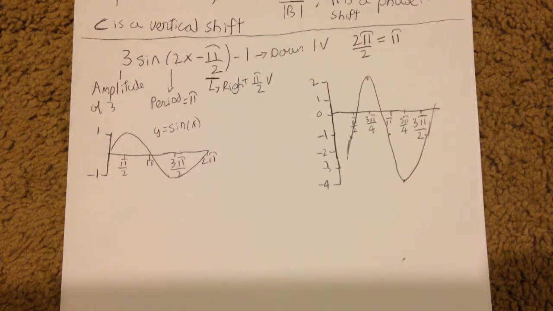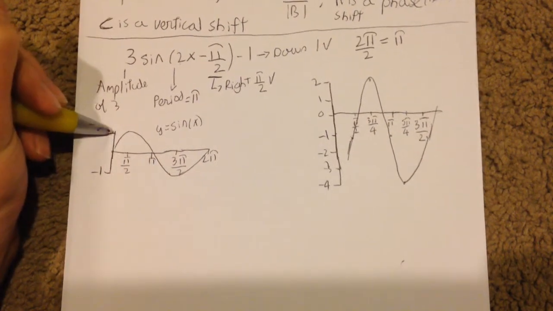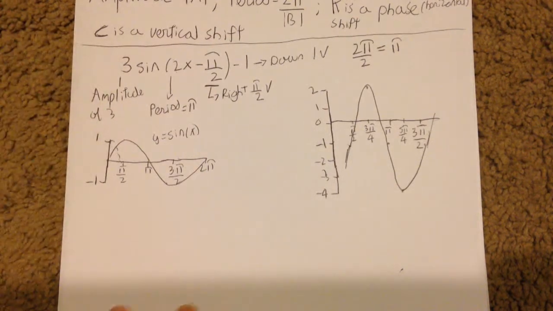And so that's how you would graph a transformed sine or cosine function. With cosine, it's the exact same thing, but remember, instead of starting at the origin, you're starting up at 1, and then you're going down like that.